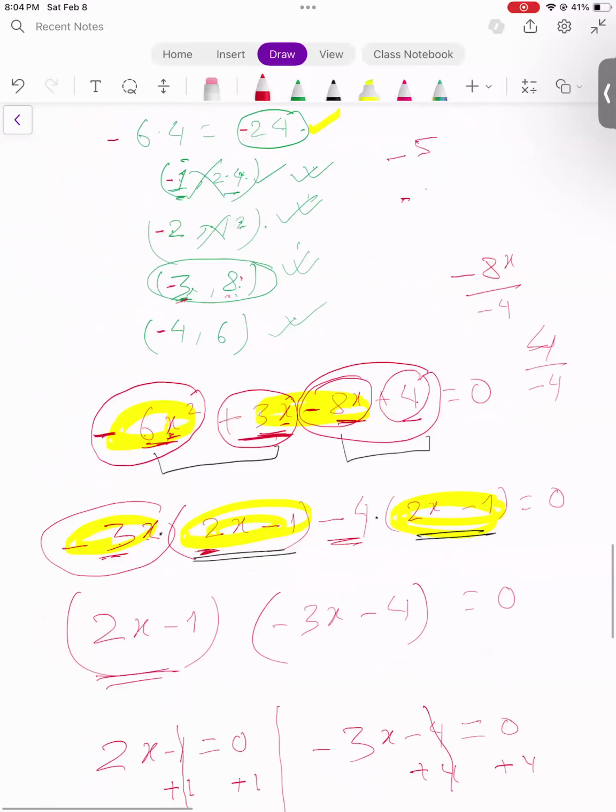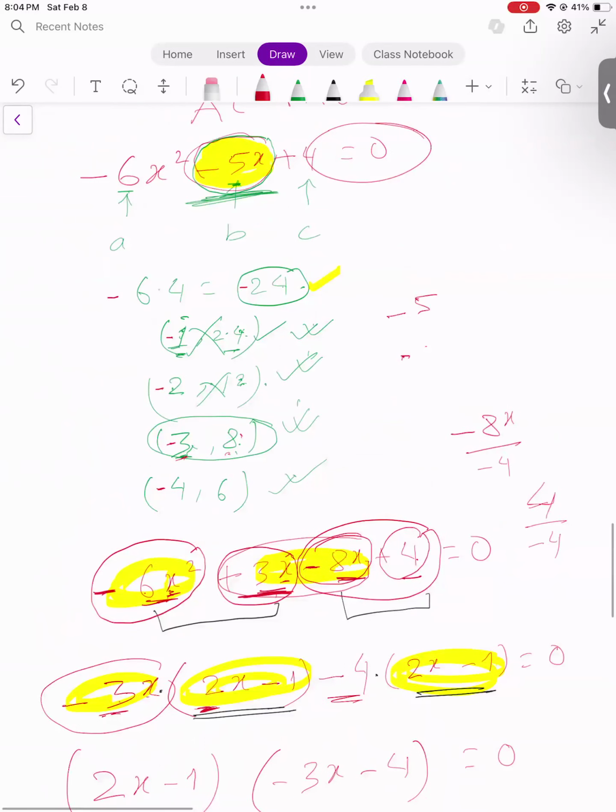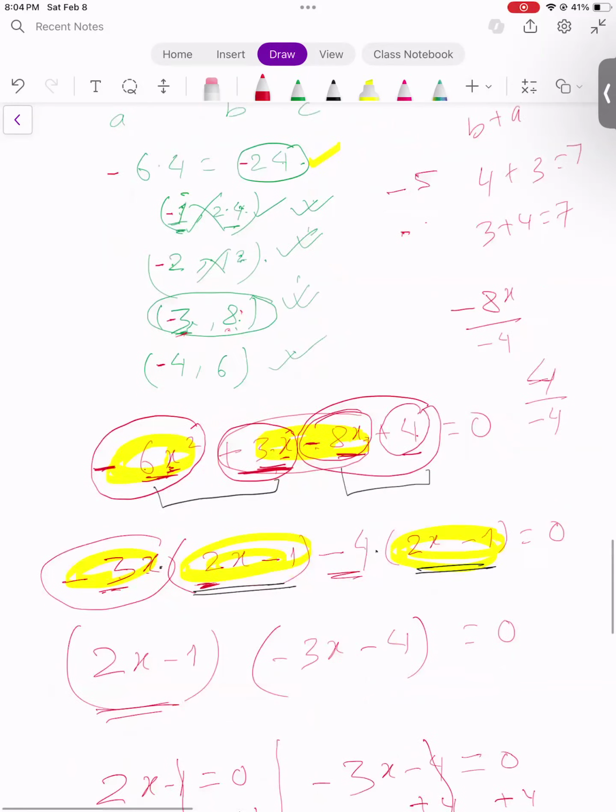No, it doesn't matter. Negative 8x plus 3x is also negative 5x, and positive 3x minus 8x is also negative 5x. It's the same thing. So you can write it like this, like a plus b is the same as b plus a, right? 4 plus 3 is also 7. 3 plus 4 is also 7. So it's correct. You can use any form here.